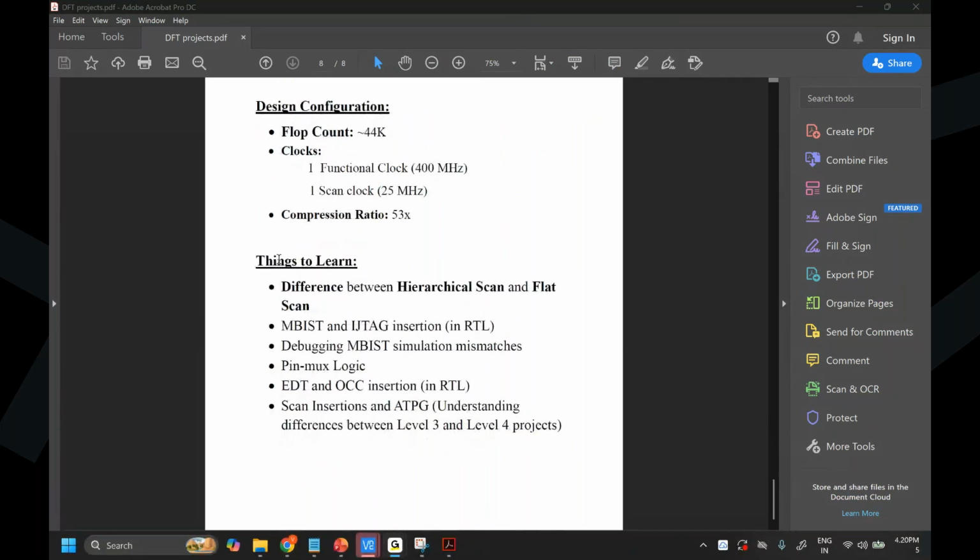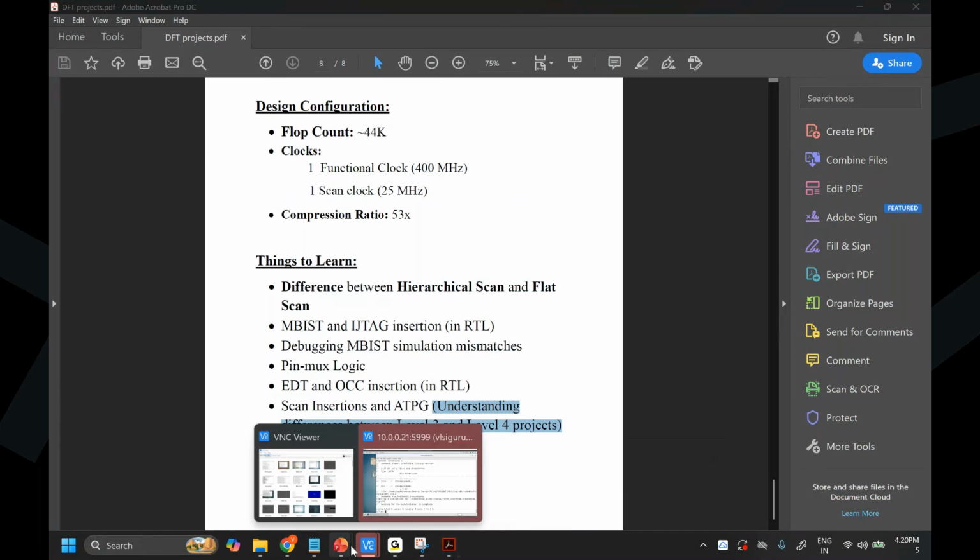We'll try to understand the difference between hierarchical scan and flat scan. Hierarchical scan was level 3 projects, flat scan is level 4 projects. What is the difference between them? The rest of the things will be the same: MBIST and IJTAG insertion, debugging, simulation mismatches. We'll try to understand what pin mux logic is. EDT and OCC insertion, scan insertion and ATPG. While understanding scan insertion and ATPG, we will try to understand the differences between level 3 and level 4 projects. So this is what we will be working on in our labs.